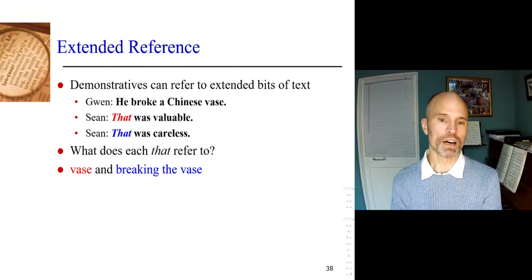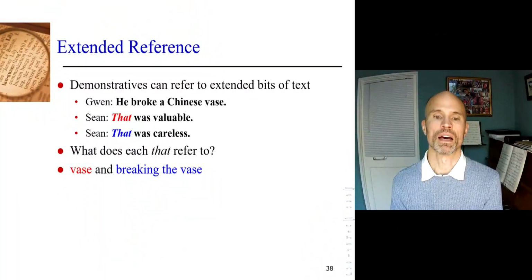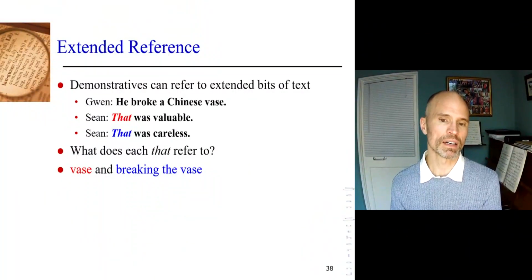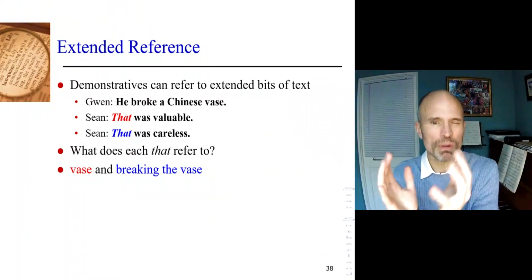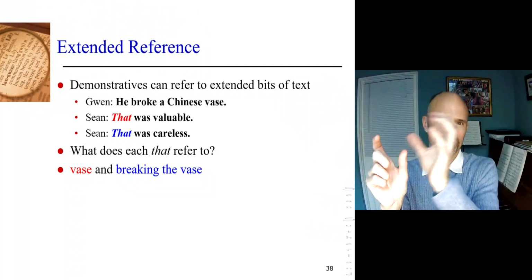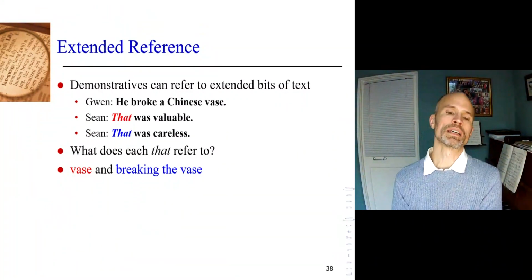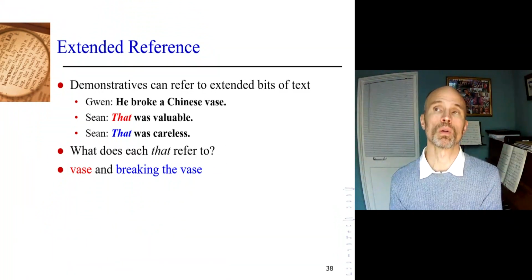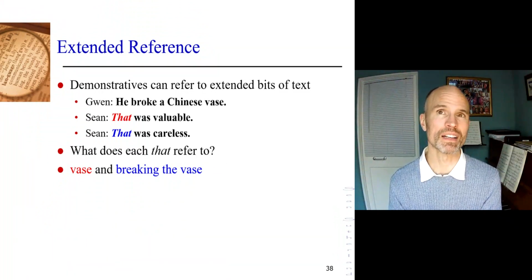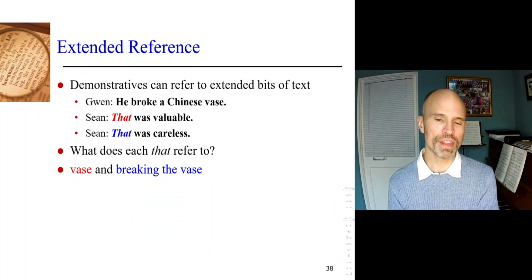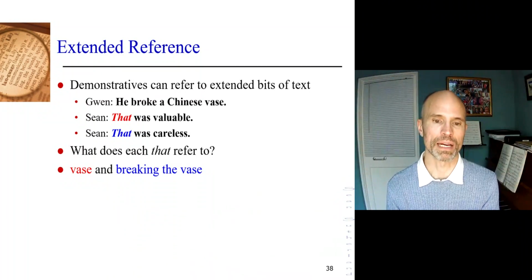the red one refers to the vase, right? He broke a Chinese vase. The Chinese vase was valuable. The red that refers to the noun phrase, to a simple thing, right? Whether it's vase or Chinese vase, it refers to one simple thing. Whereas the blue that refers to the whole process, right? To the whole clause, not to one physical thing, but to the whole action, right?